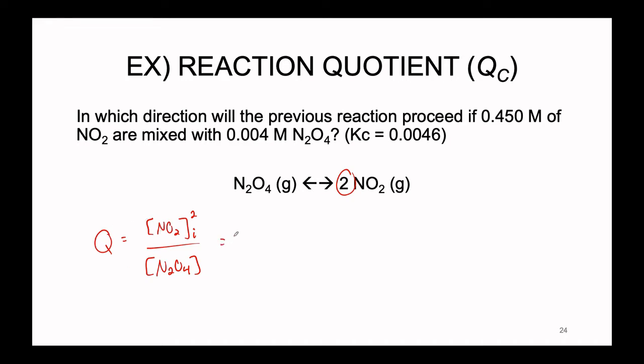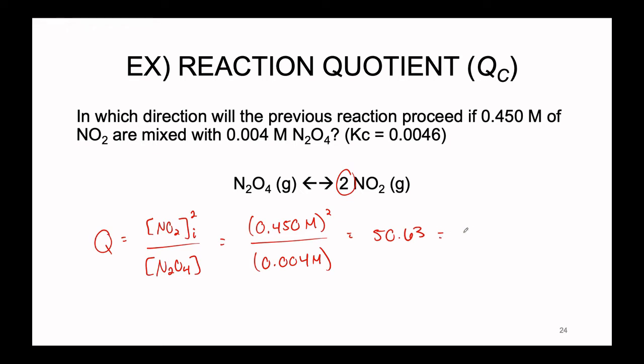All we need to do is plug in the concentrations that we have. So the concentration of our NO2 is 0.450 molar, and we're going to square this. And we will take it divided by the concentration of our N2O4, this 0.004 molar. Now if we calculate what our Q is equal to, we find a value that is equal to 50.63. And again, I'm being really loose with my significant figures here. So like we started with one value that has 3 significant figures, another value that has 1 significant figure.